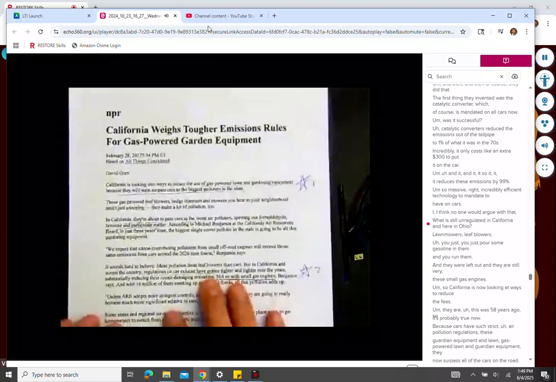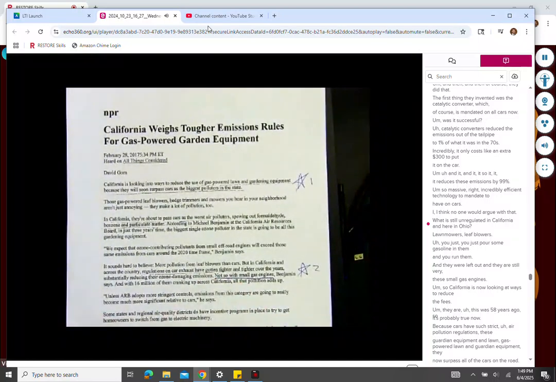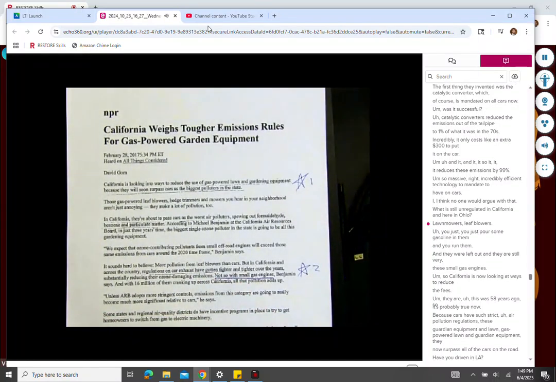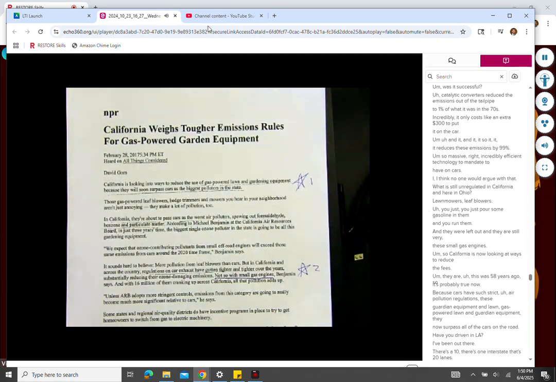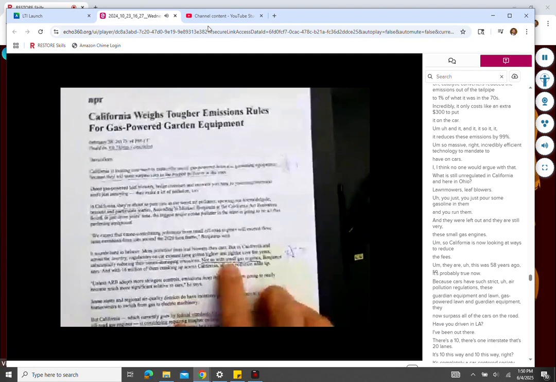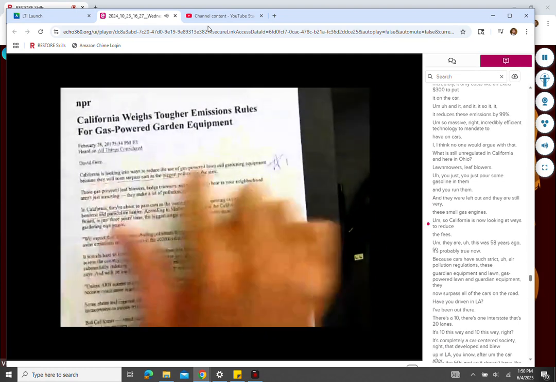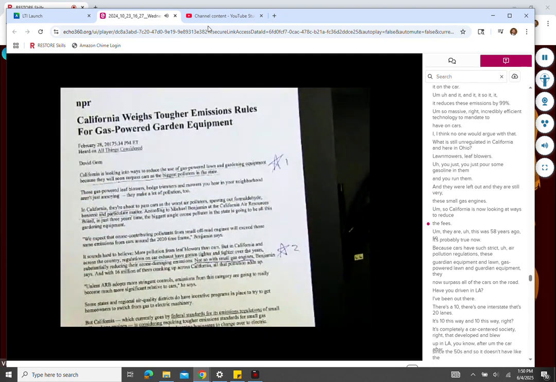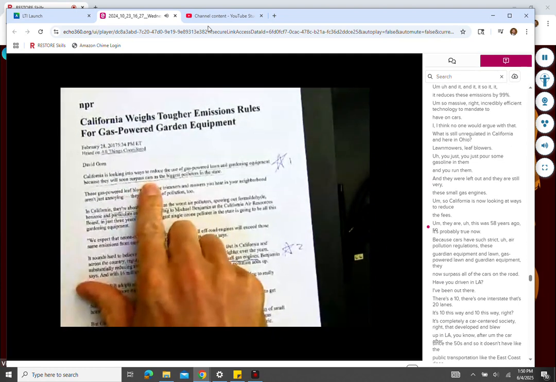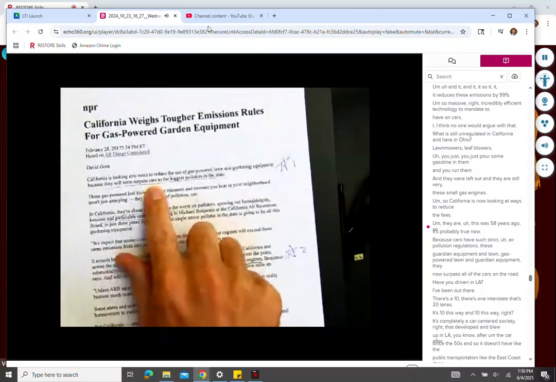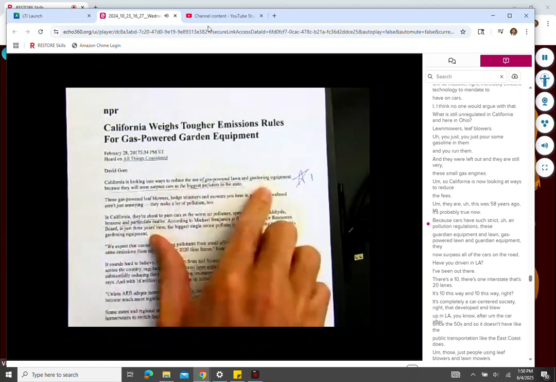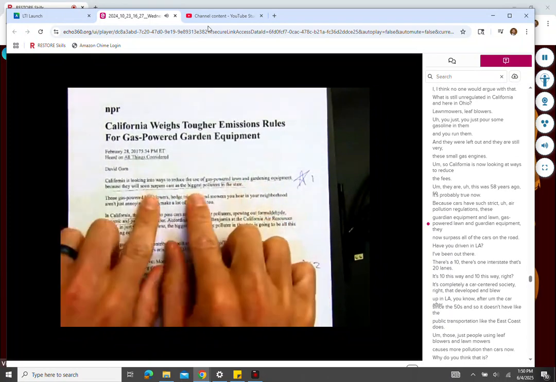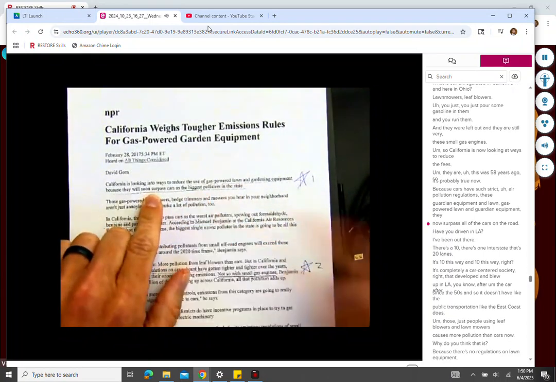What is still unregulated in California and here in Ohio? Lawnmowers, leaf blowers. You just pour some gasoline in them and you run them. They were left out, and they are still these small gas engines. So California is now looking at ways to reduce these. This was 8 years ago, so it's probably true now: because cars have such strict air pollution regulations, gas-powered lawn equipment now surpasses all of the cars on the road. Have you driven in LA?